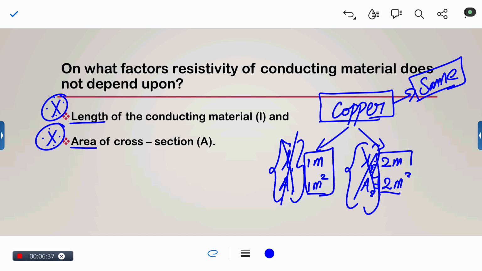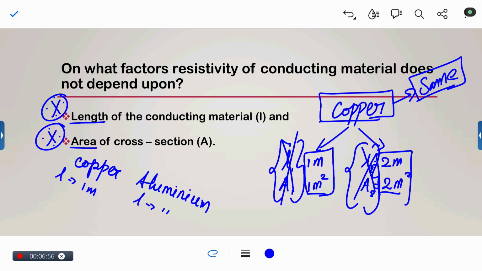If both the wires are made up of copper, the resistivity is also going to be the same. Second condition: if one wire is made up of copper and the other wire is made up of aluminium, let's take the length to be the same, 1 meter, and the area of cross section to be 1 meter square for both. Will the resistivity remain the same or will it vary? It will vary. Reason?